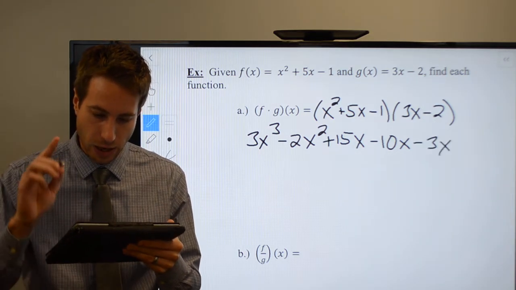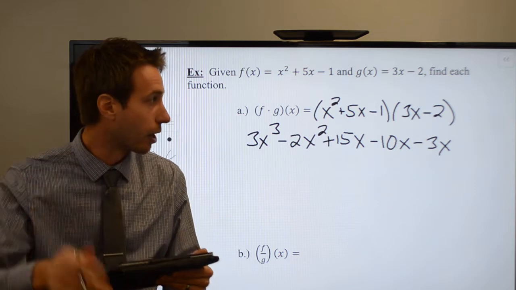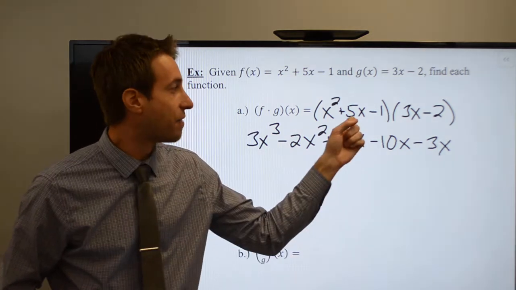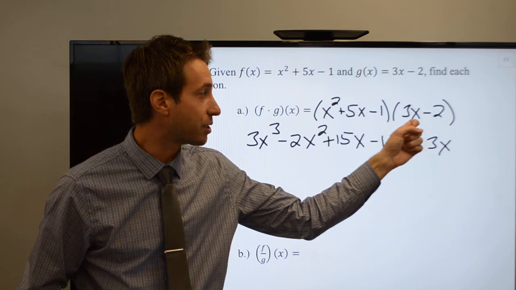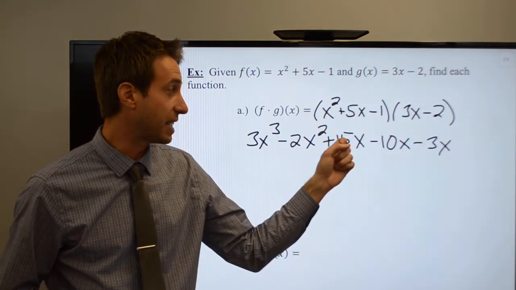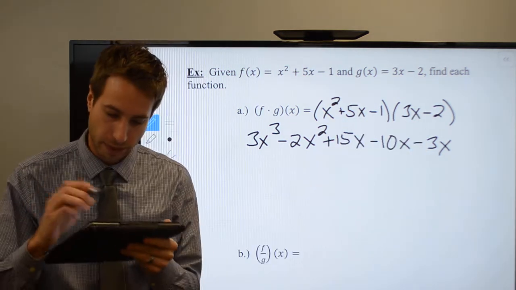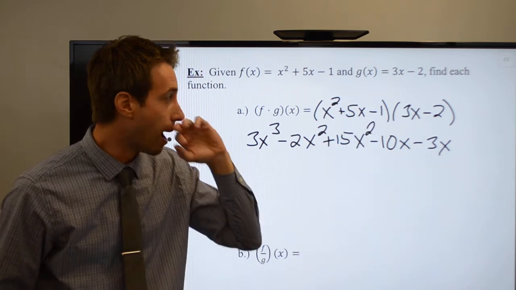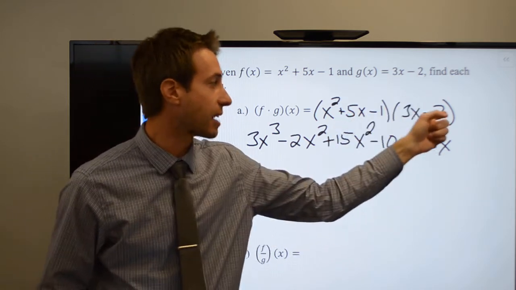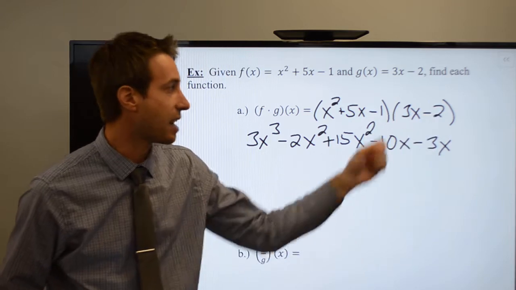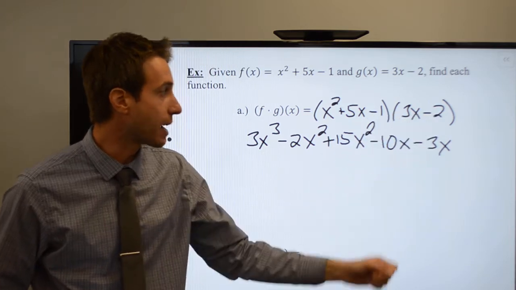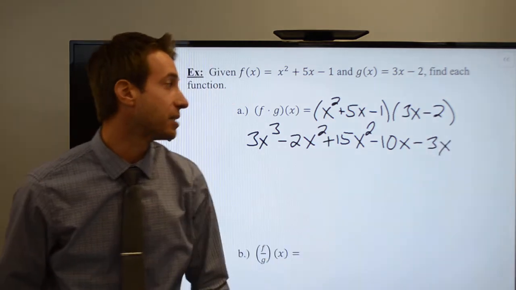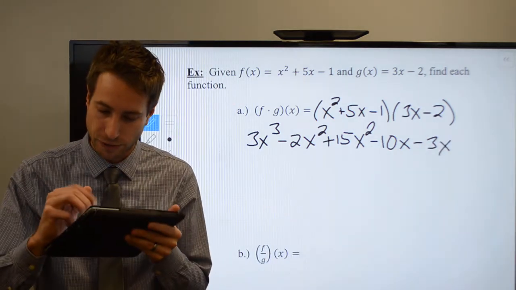Sorry, hold up, I apologize. Hang on. 5x times 3x, 15, but x times x is x squared. There we go. All right, the rest of it is right. So then we have the 5x times the negative 2, which is minus 10x, and then negative 1 times 3x, which is minus 3x, and negative 1 times a negative 2 is going to be a positive 2.